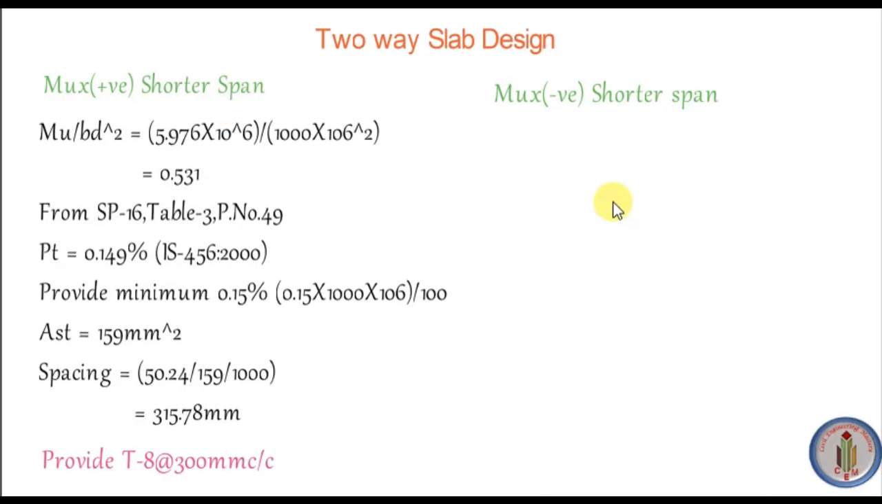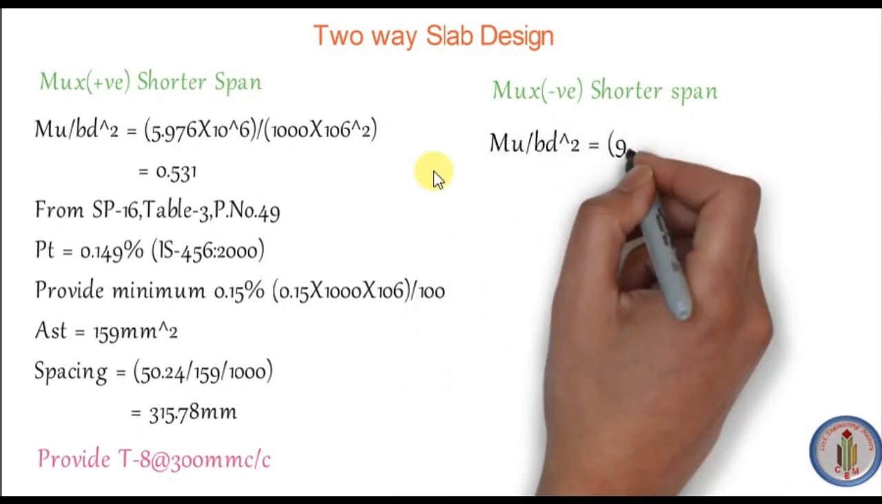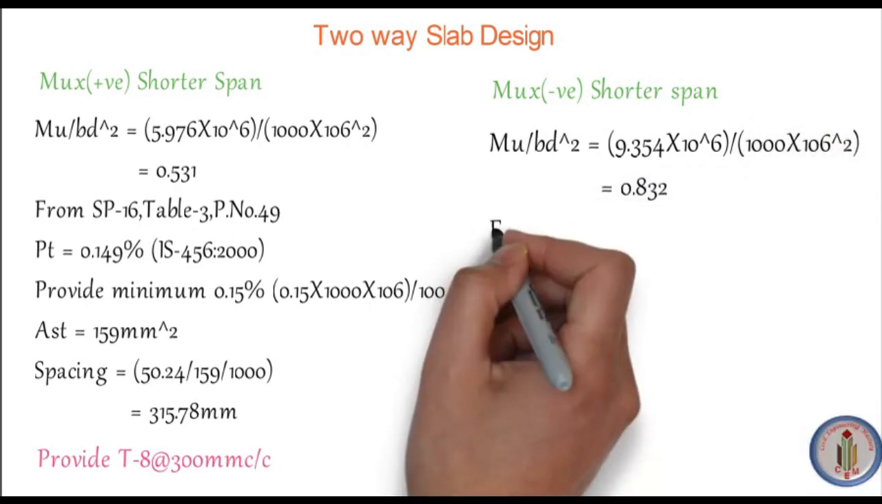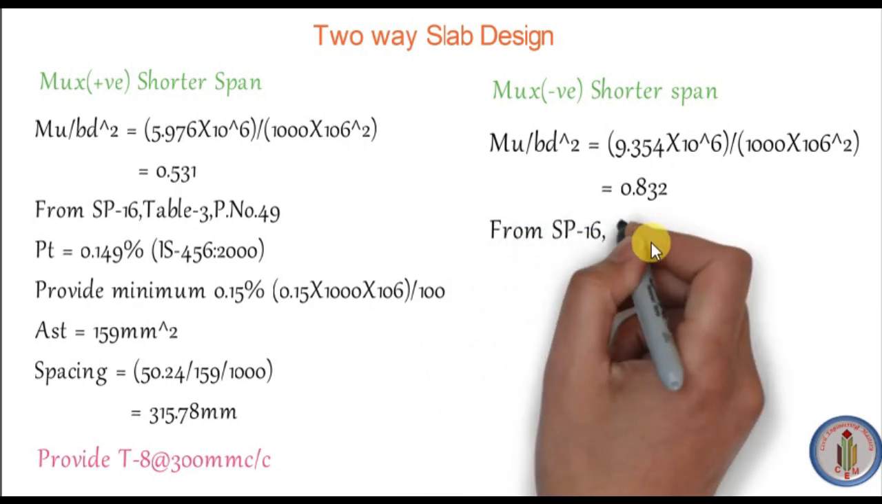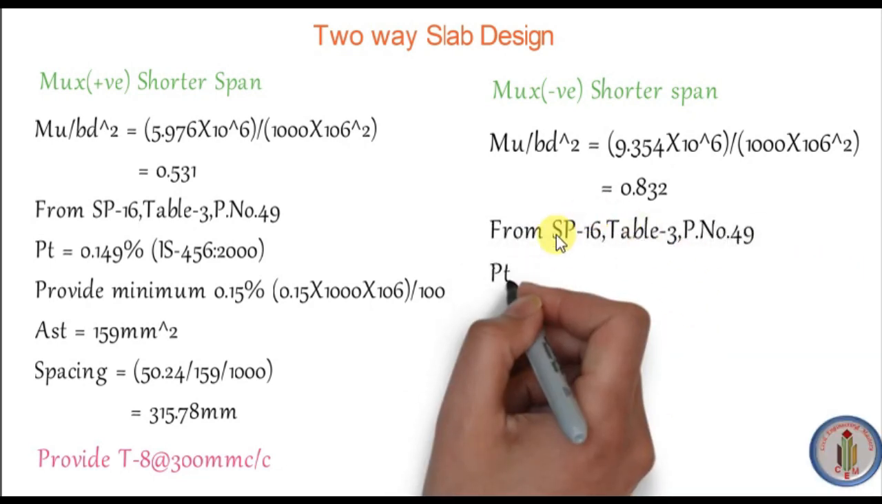Now let's calculate the negative reinforcement for the shorter span. The same method we have to use here: Mu by bd squared we need to find out. So we got the value as 0.832. From SP16 table 3, page number 49, we have to find out the percentage of steel. So let's find out from SP16.